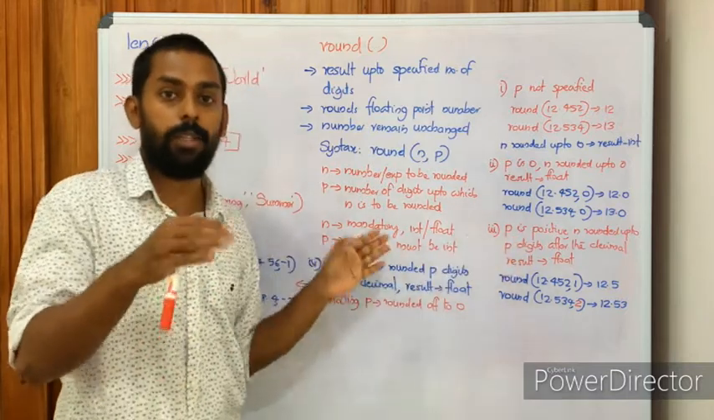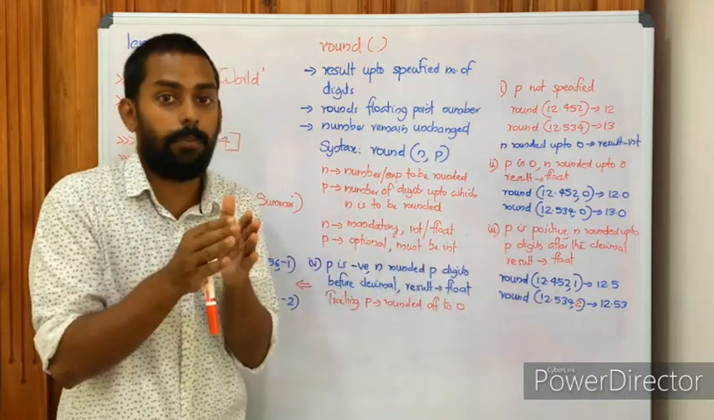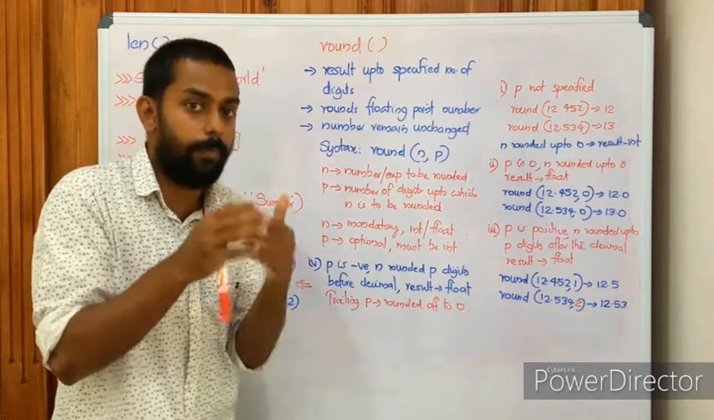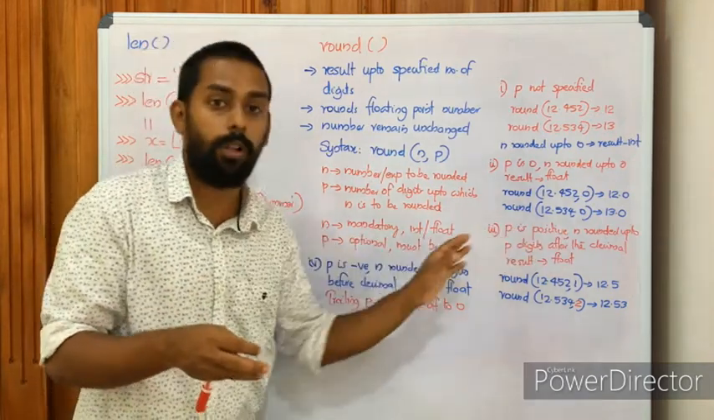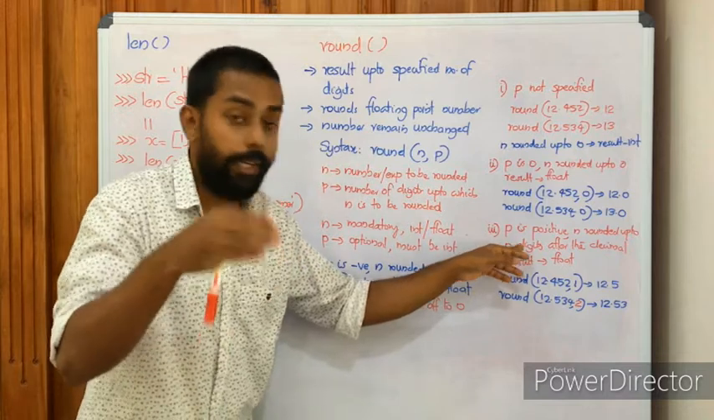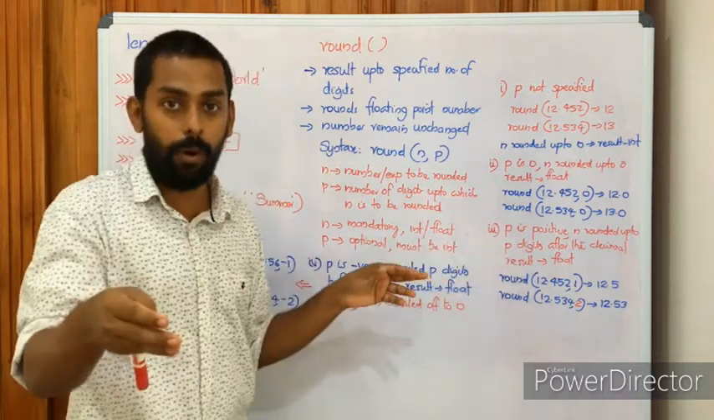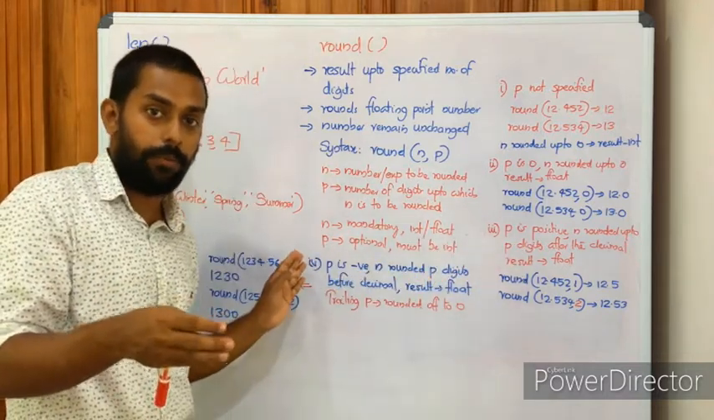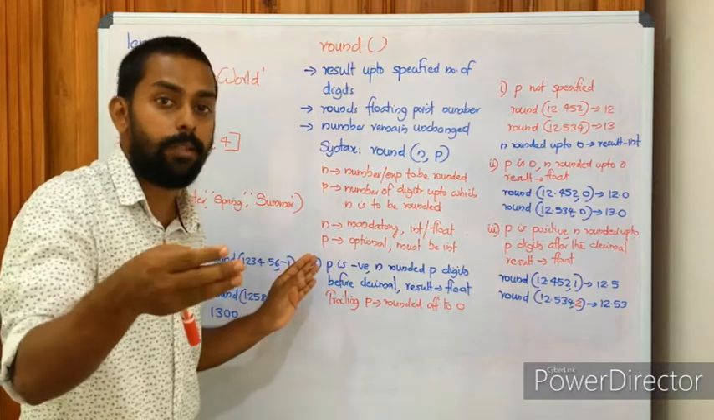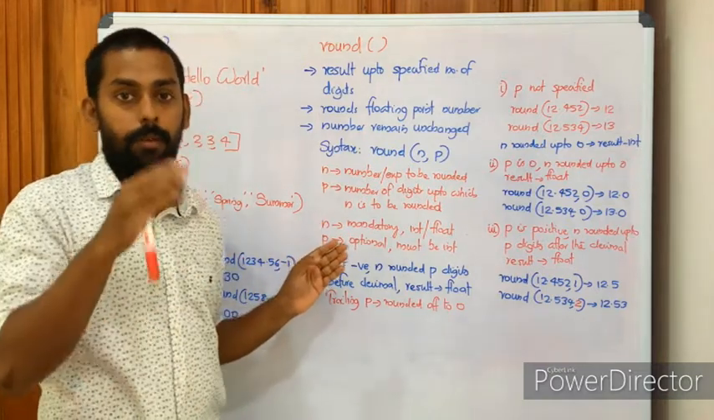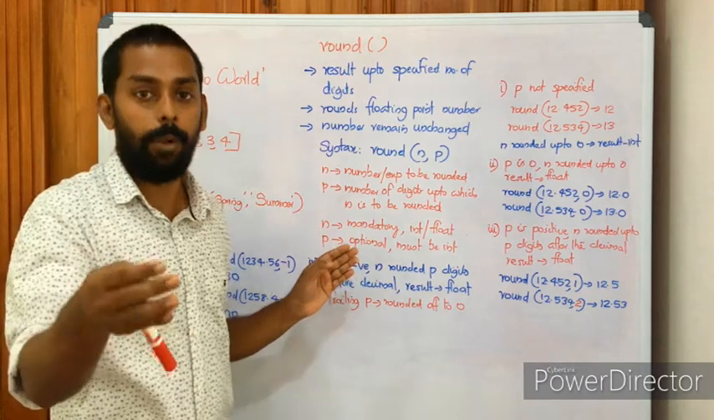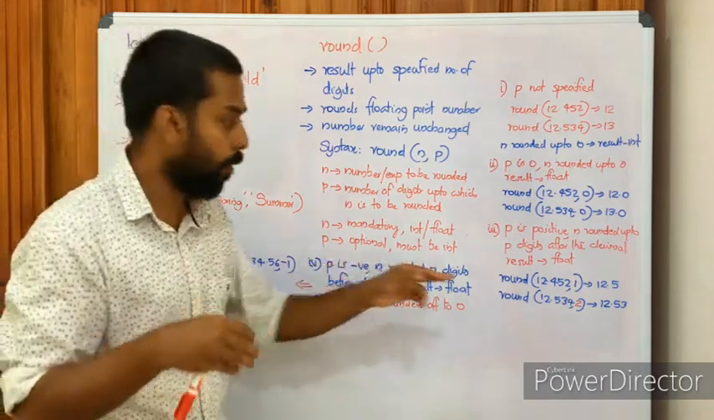Then the last two, positive and negative. When p is a positive number, n will be rounded to p digits after the decimal point, and if it is negative, n will be rounded to p digits before the decimal point. Positive is after the decimal point, negative is before the decimal point.